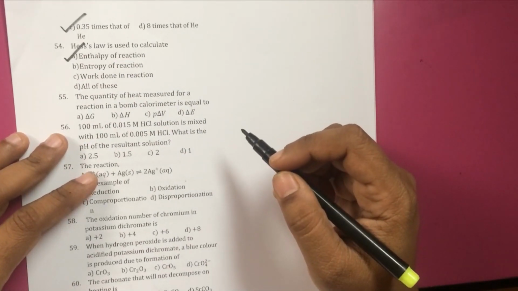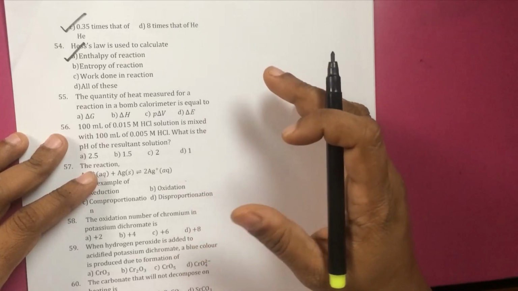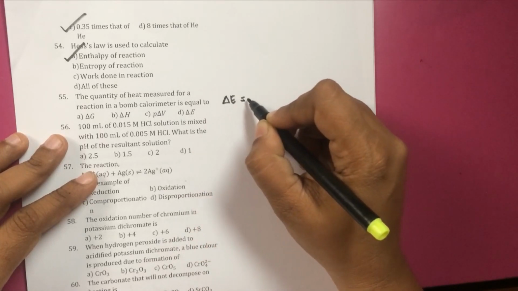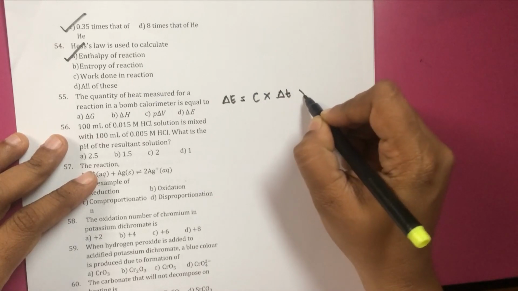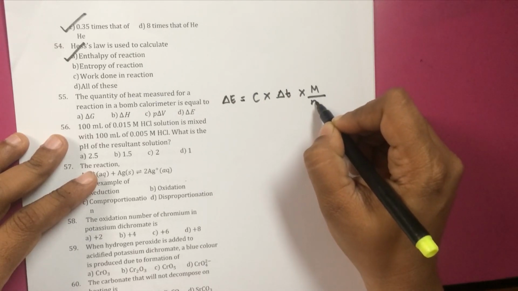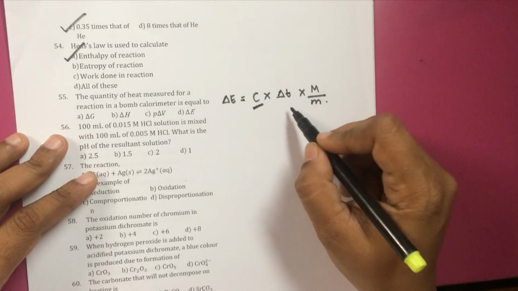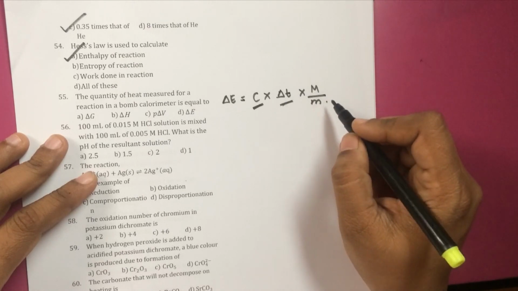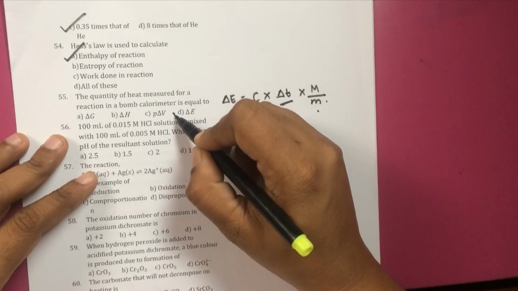Question number 55. The quantity of heat measured in the reaction in the bomb calorimeter. The heat of combustion is generally measured using the bomb calorimeter, in which delta E is calculated as C into delta T into molecular weight upon mass. In short, C is the heat capacity, delta T is the difference of the temperature, m is the mass of the substance and M is the molar mass. Therefore option D.